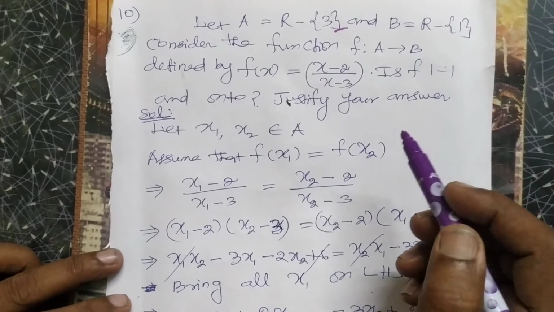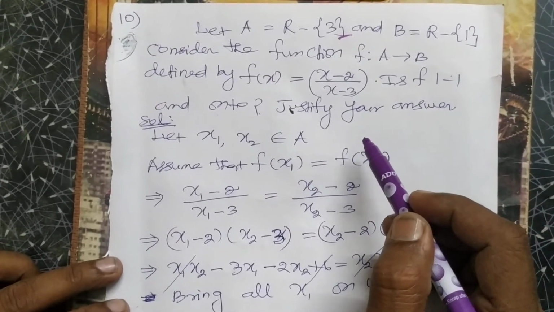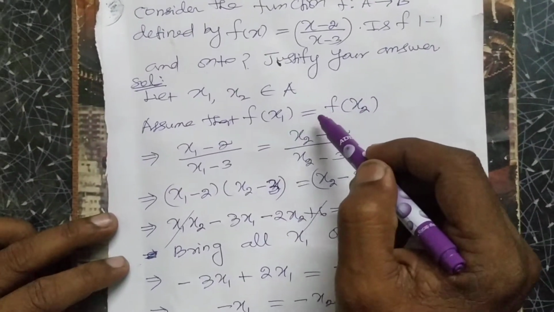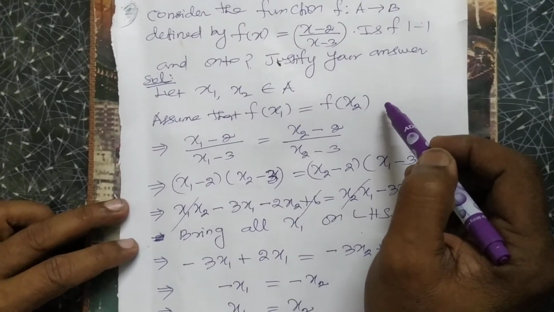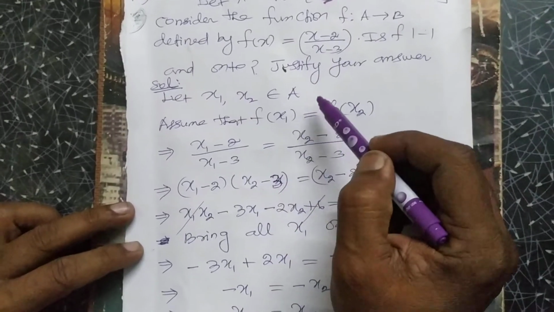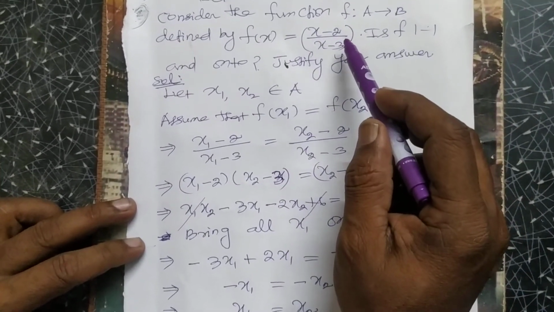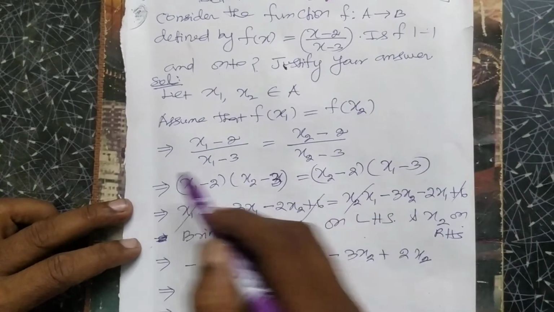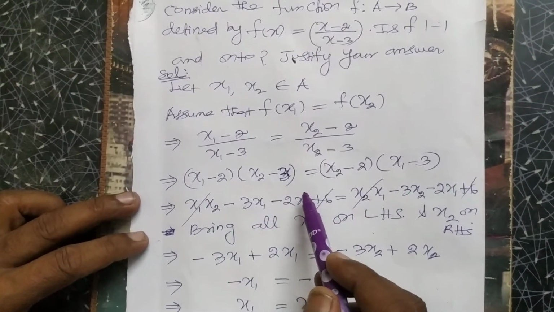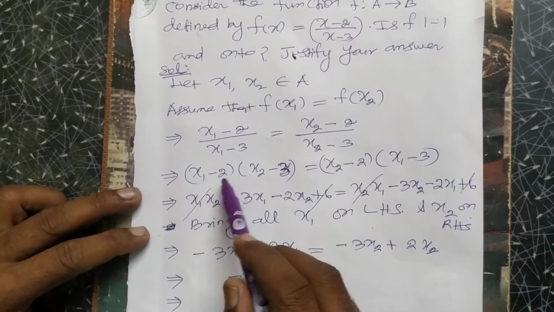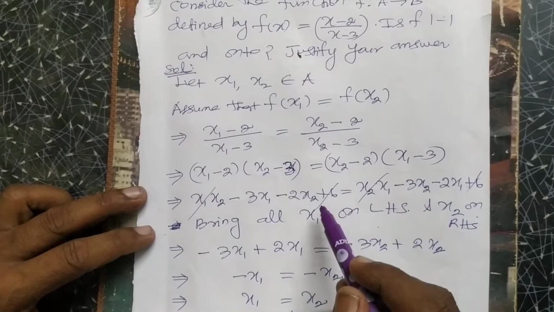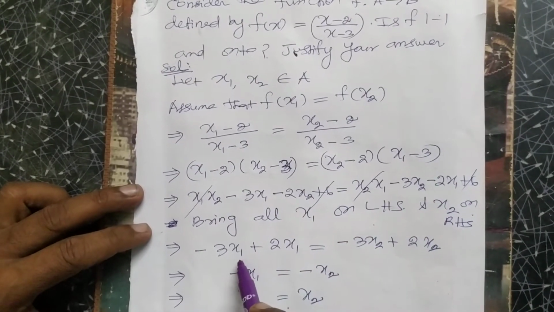Justify your answer. For one-to-one, what we have to take? We have to take two elements, x1, x2 belongs to A, such that, assume that f of x1 equal to f of x2. In the given function f of x, substitute x as x1. For f of x2, in the given function f of x, substitute x as x2. Then cross multiply. After cross multiplication, do it carefully. Totally 4 terms will come. 2 into 2, 4. Here also 4 terms. Out of 4 terms, 2 terms get cancelled. Then we are getting minus 2x1.